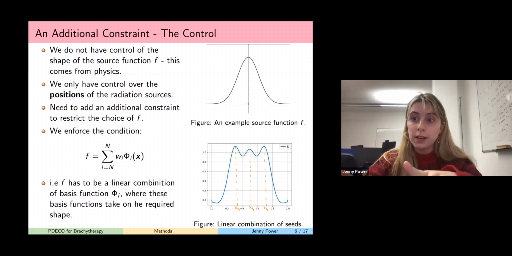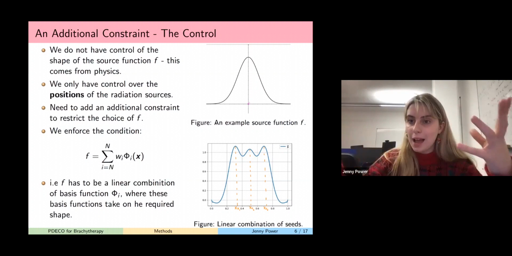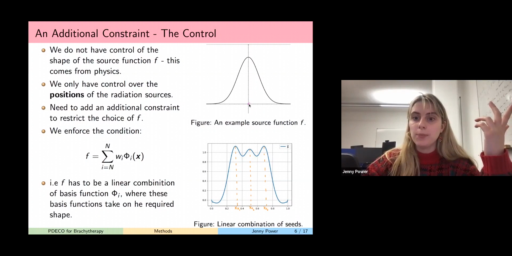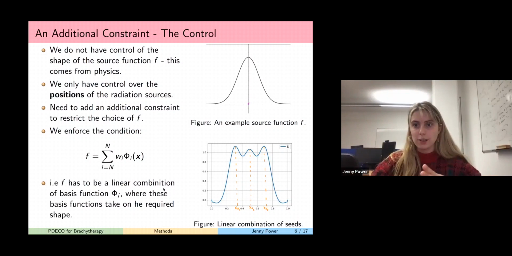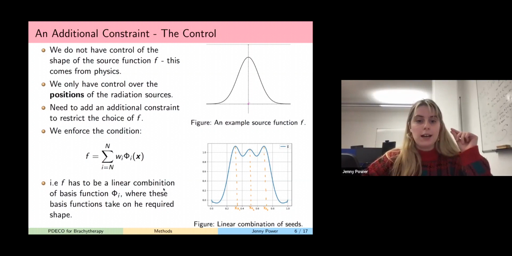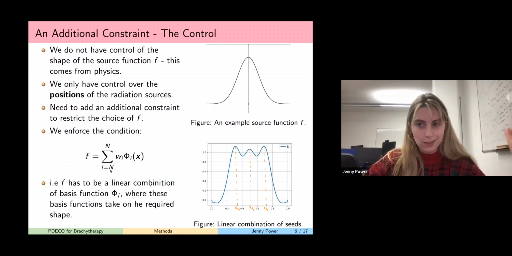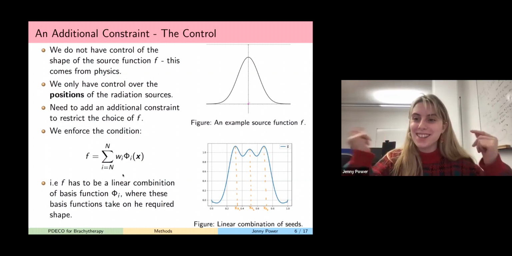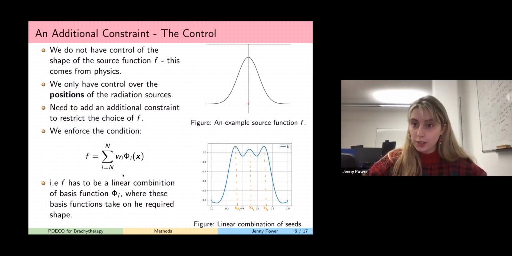So the figure at the very top there gives an example of what an example F could look like, right? The seed is placed here at this pink dot, and then the black curve is what F looks like because of that. So we can't change the shape of F, we can only change where we place the pink dot. So these w_i here, sorry, that should be i is 1 to n, not n to n. But these w_i are our weight functions, right?